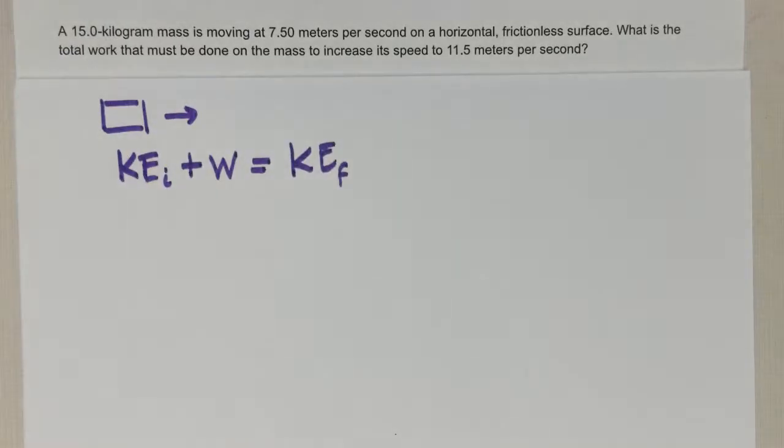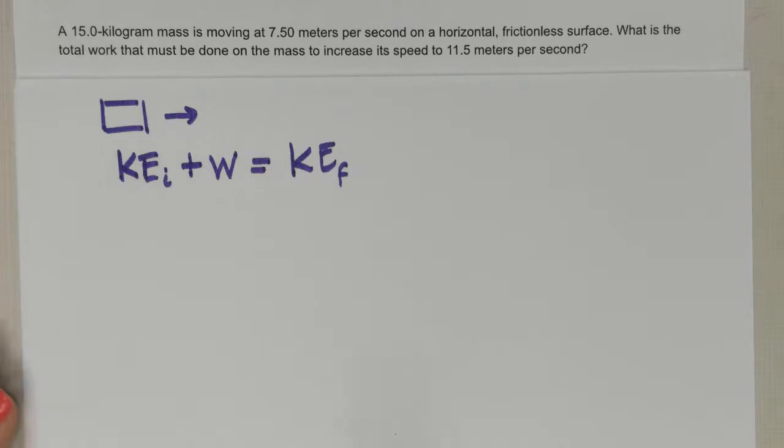Okay, so you have to first be able to write an energy transfer equation. Ours is going to look like this. We're going to go from having initial kinetic energy based on our initial velocity of 7.5 meters per second to having a final kinetic energy that is greater because the velocity is greater at 11.5 meters per second. And again, in order to increase the total energy of our system, we have to have work done by an external force.